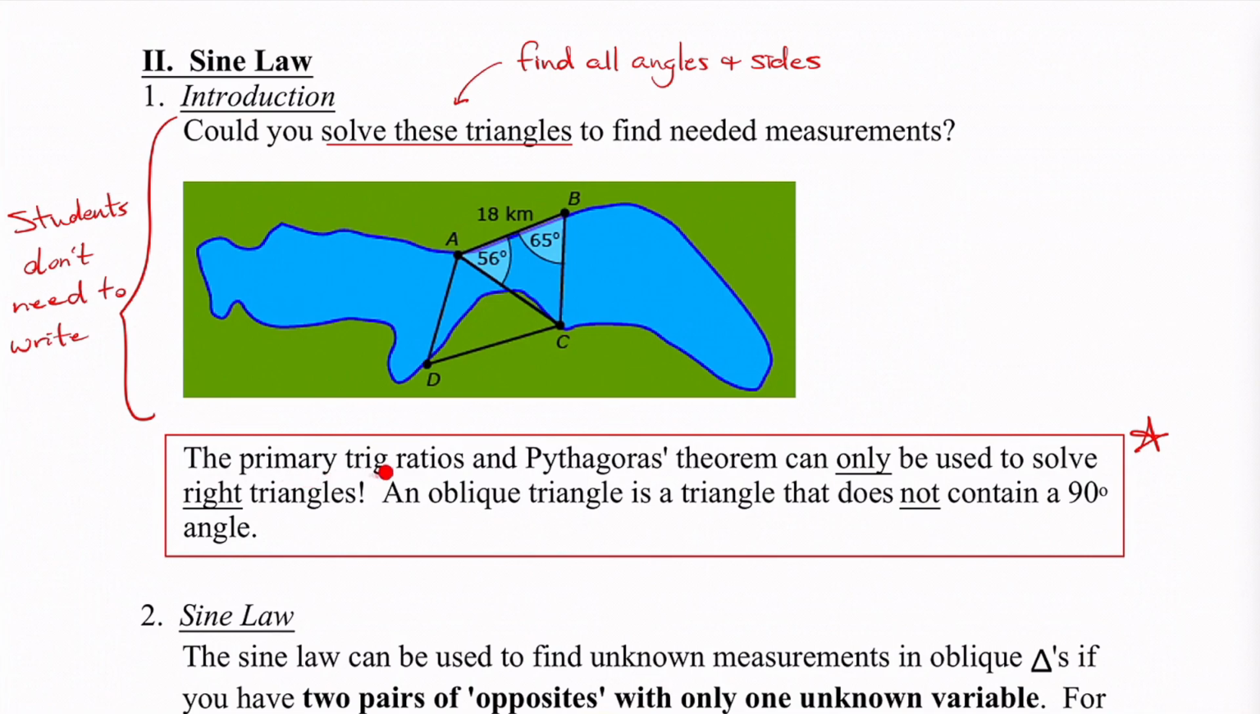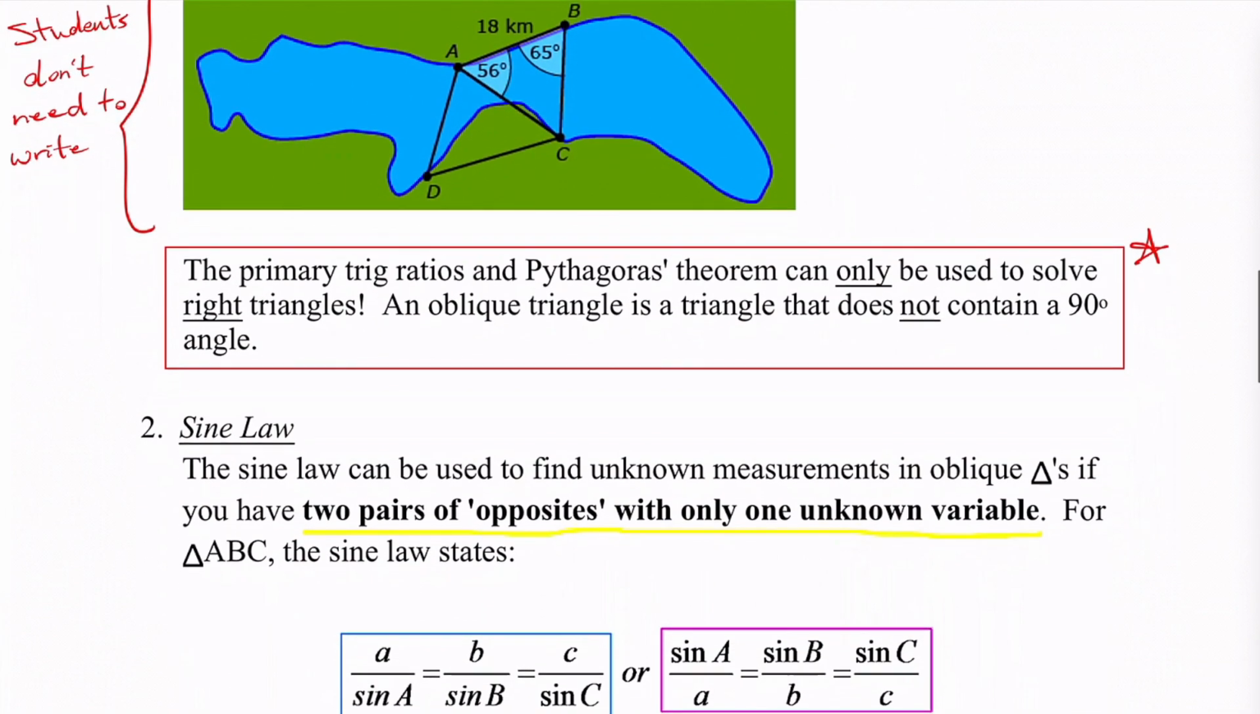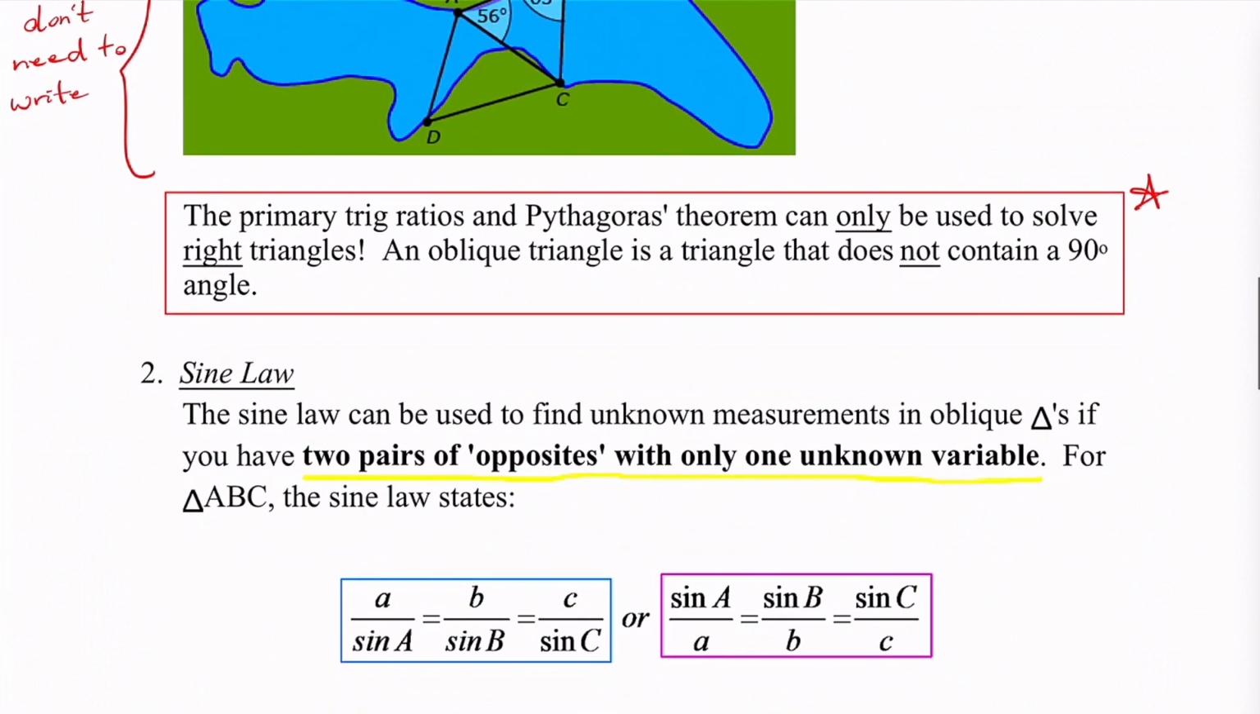The primary trig ratios and Pythagoras theorem can only be used to solve right triangles. These are not right triangles, meaning they don't have a 90-degree. An oblique triangle is a triangle that does not contain a 90-degree angle. So these would be oblique, and we're going to have to use something new. That is where the sine law is going to come into play.